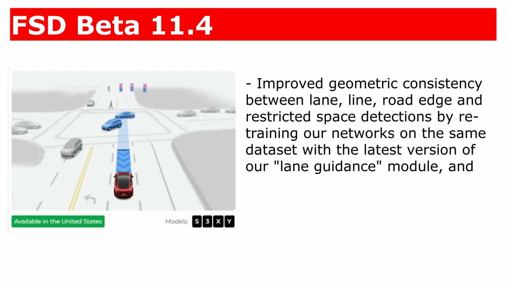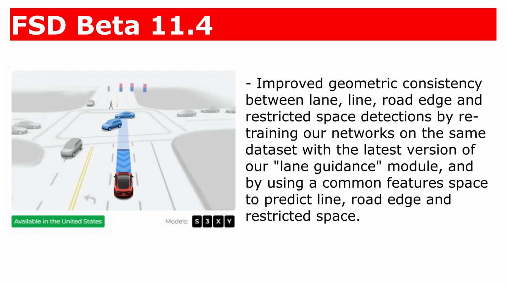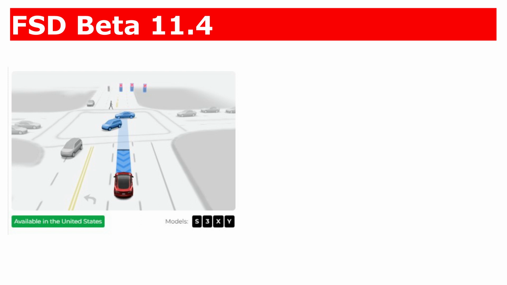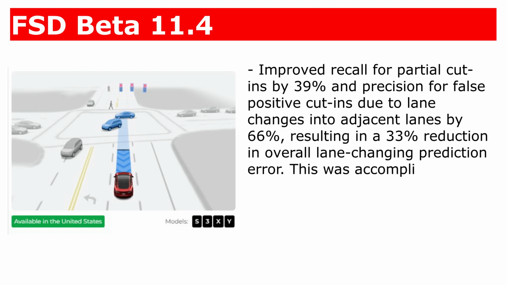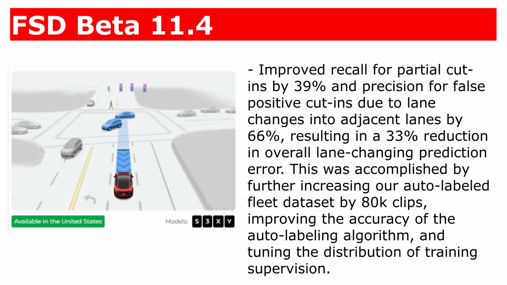Improved geometric consistency between lane, line, road edge and restricted space detections by retraining our networks on the same dataset with the latest version of our lane guidance module, and by using a common feature space to predict line, road edge and restricted space.